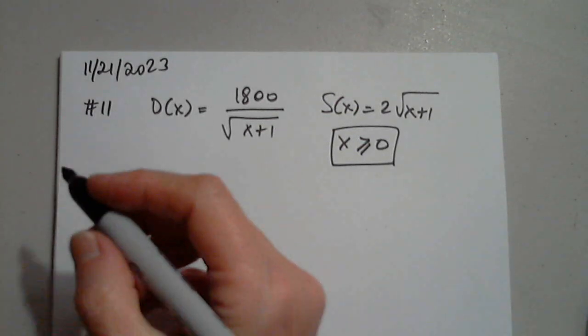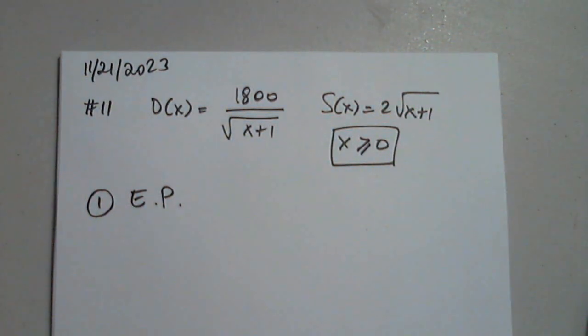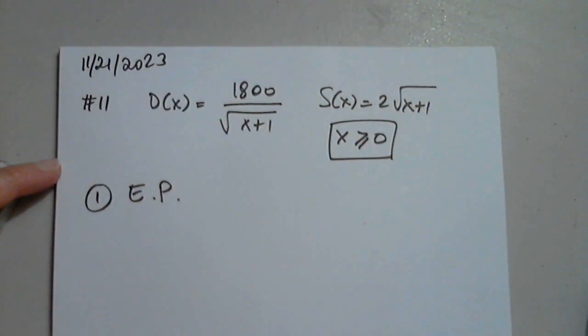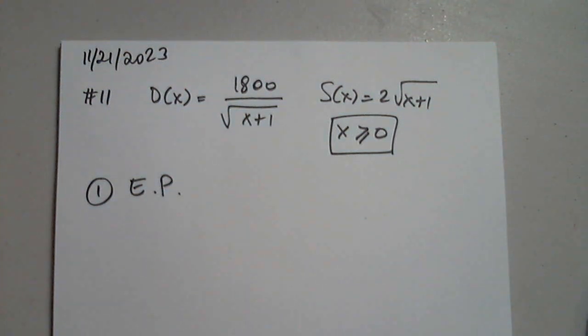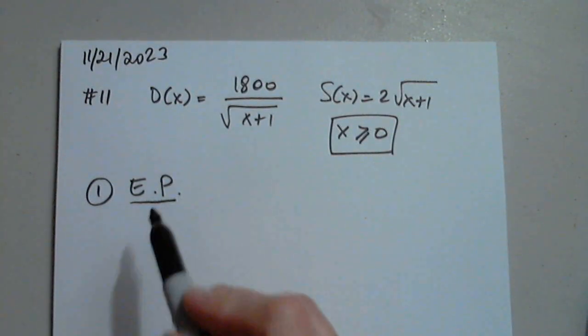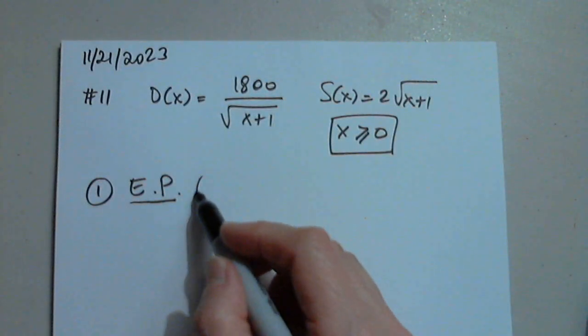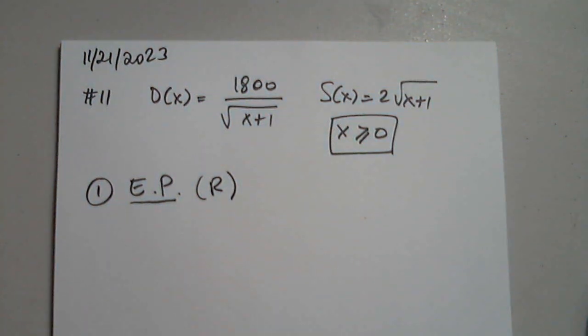So the first question is asking us to find the equilibrium point. What do you think? How do we get the equilibrium point? What is the first step? It's okay if you're wrong. We need to communicate, please. How do we get the equilibrium point? We know this from chapter R. Set them equal to each other?